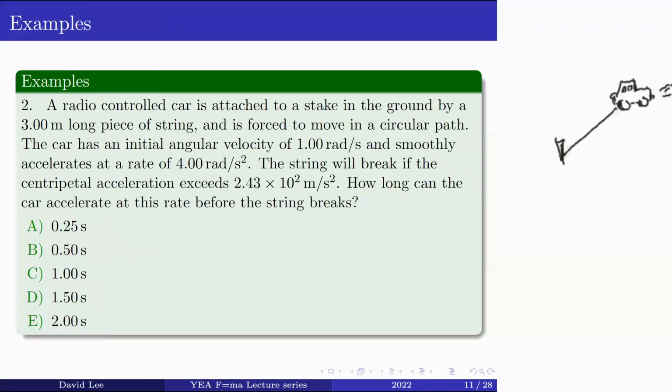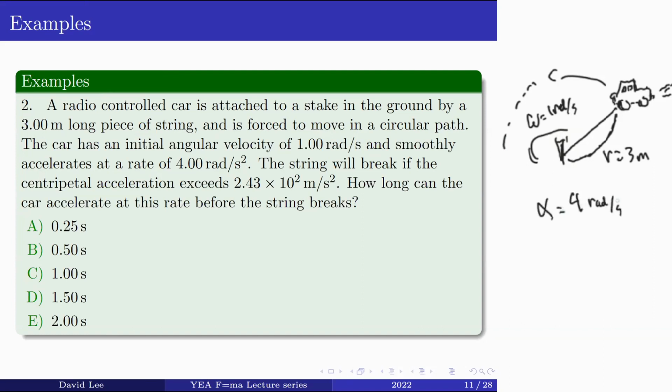So let's talk about this question. We have a car here, and it's attached by a stake in the ground. So it's forced to move in a circular path. And the radius of this path is 3 meters. So it's moving in a circle. And initially, its angular velocity is 1 radian per second. And it has an angular acceleration alpha of 4 radians per second squared.